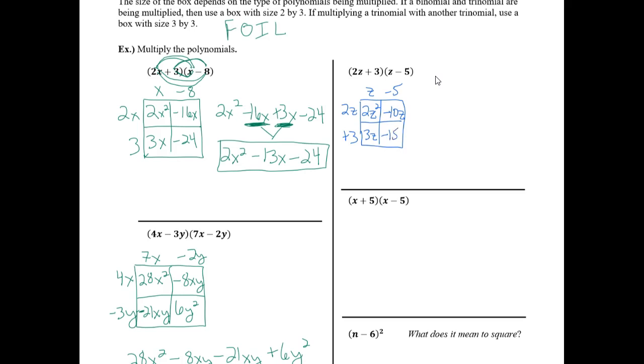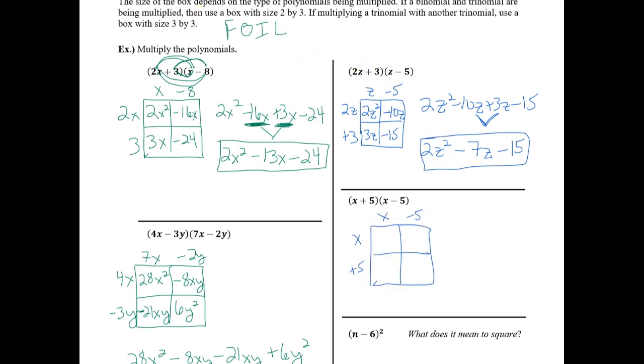I look at my like terms, and I've got 2z squared minus 10z plus 3z minus 15. There's my like terms, the z's, not the z squared. So I have 2z squared, and negative 10 plus 3 is negative 7z minus 15. Let's look at the next one.